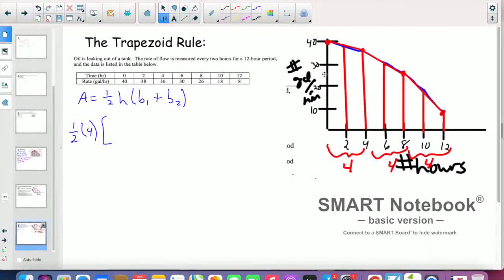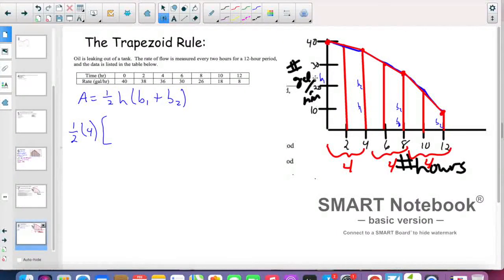Now remember, this is going to be my base 1, this is going to be my base 2 for the first trapezoid. This will be my base 1 for the second trapezoid. This will be my base 2 for the second. So this will be my base 1 for the third trapezoid, and this will be my base 2 for the third trapezoid. So if you look at this, this only shows up once, that length. This length is showing up twice. This length shows up twice, this length shows up once. So the first and last only show up once.